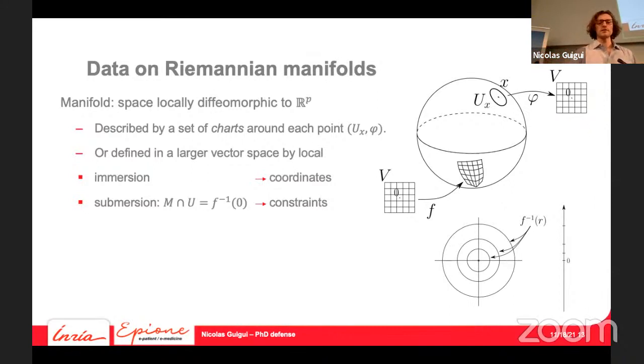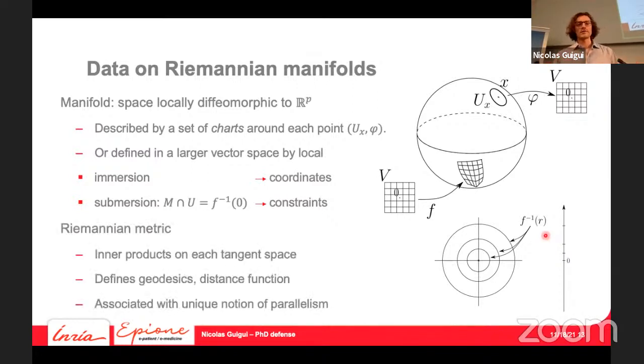The immersion, we can think of it as a coordinate system that indicates how a grid in R^p, a regular neighborhood, must be deformed to parameterize the manifold. And the submersion can be thought of as encoding constraints, where the manifold is defined as the set of values for which the constraint is verified. This is the case of both circles here that correspond to one value of the radius. And this is why manifolds are so ubiquitous in applications, as soon as we have data under some constraints.